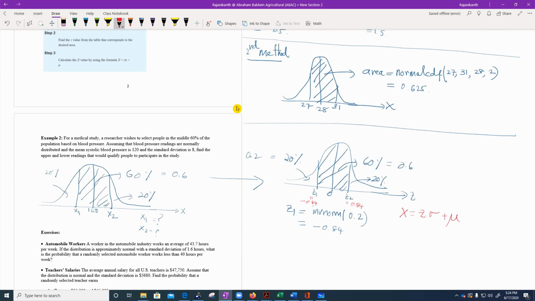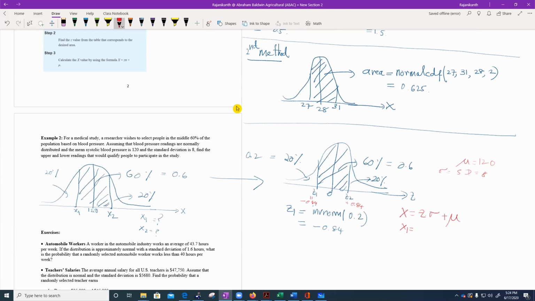But I know the standard deviation for the original problem. For the original problem, the standard deviation was 8 and the mu was 120. So if you plug in these two into your formula, you will find the corresponding x. So if you want to find x1, you have to plug in z1 here, because z1 corresponds to x1 and z2 corresponds to x2.